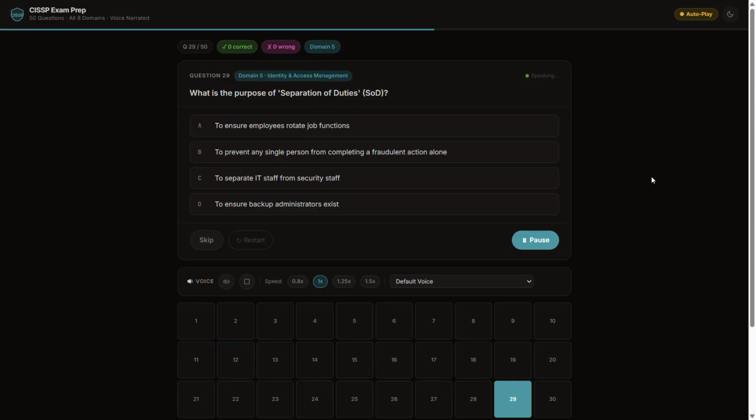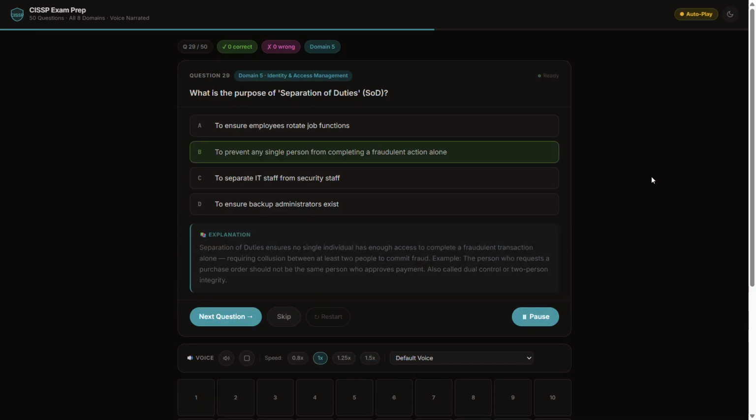Question 29. What is the purpose of separation of duties, SOD? Options: A. To ensure employees rotate job functions, B. To prevent any single person from completing a fraudulent action alone, C. To separate IT staff from security staff, D. To ensure backup administrators exist.